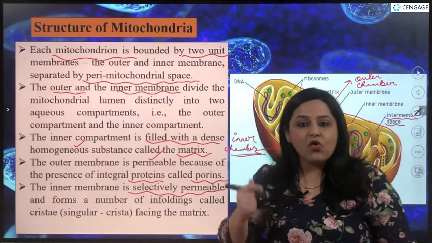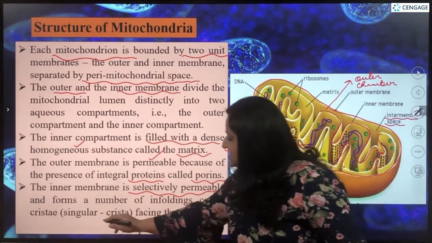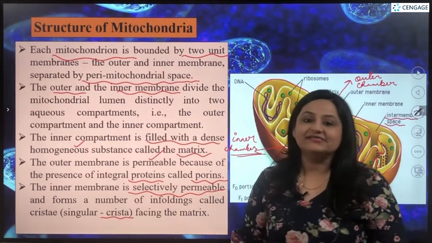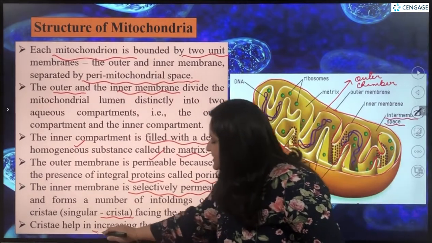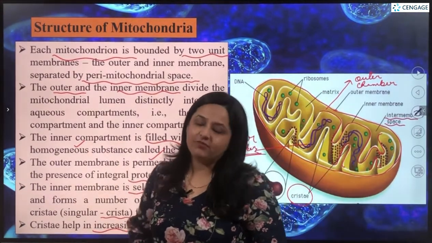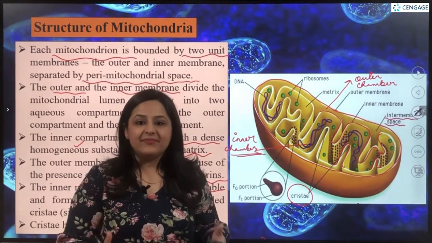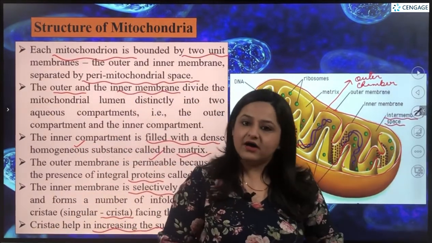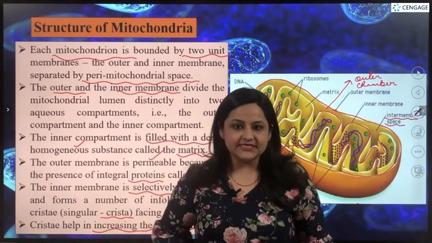These infoldings of the inner membrane, which are called cristae (singular: crista), help in increasing the surface area for performing the function of mitochondria. So this is the arrangement in which the membranes of the mitochondria are arranged. Now, let's talk more about cristae in detail.